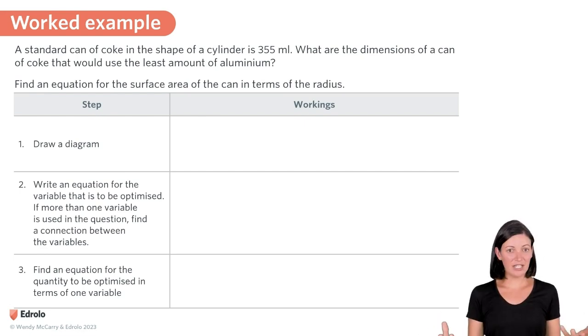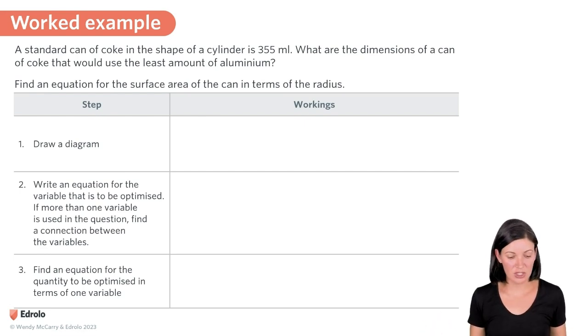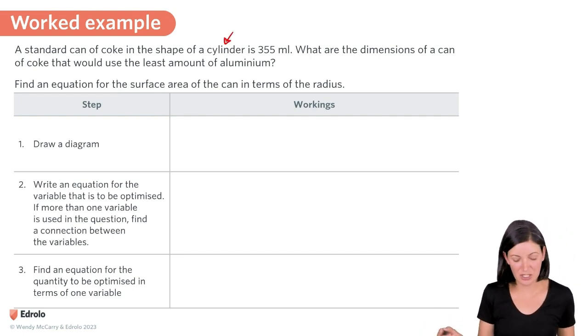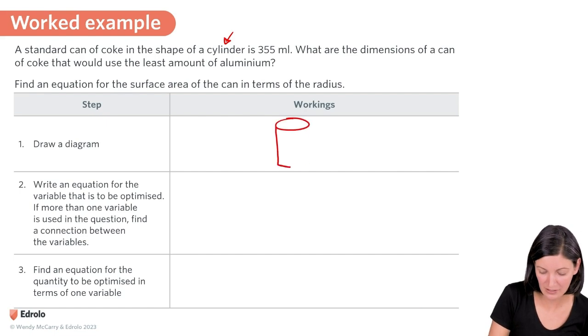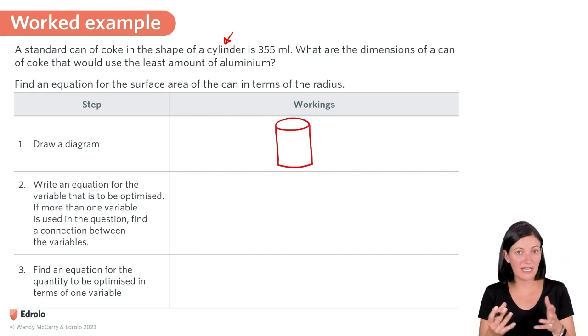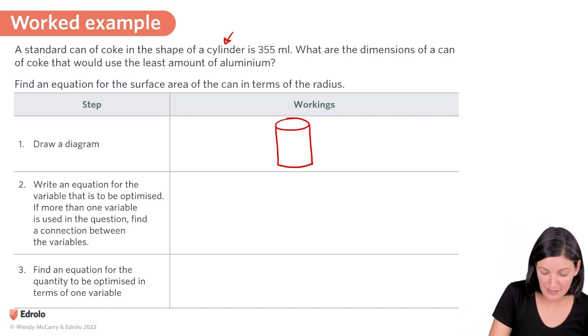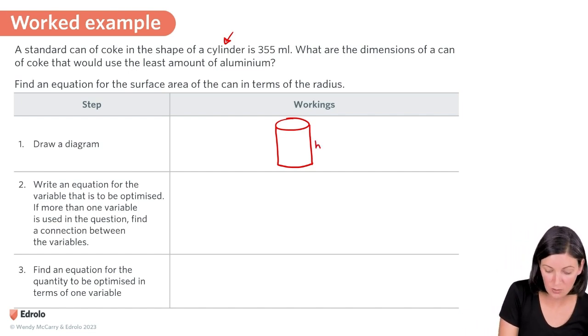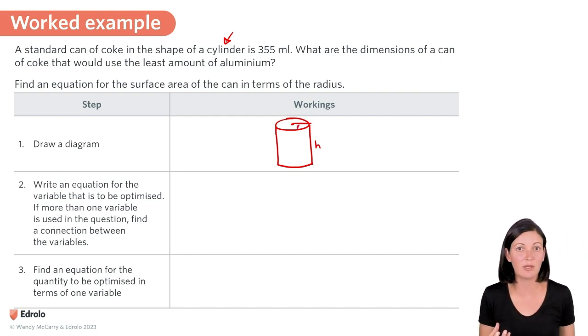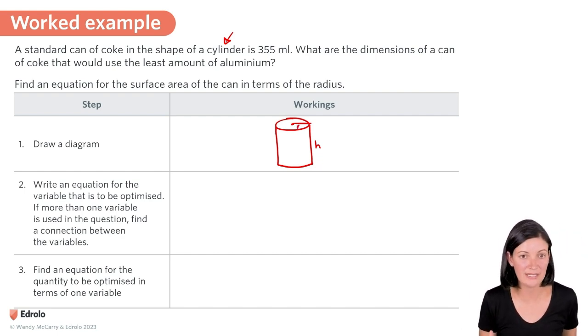Now, let's take a look at the information we're given in this question. First of all, we're told we're using the shape of a cylinder. So I'm going to sketch myself a little cylinder here. Now, I would start by labeling the key variables in the shape that you're given. So in a cylinder, we need to know the height, and we need the radius. Those are the two variables involved with the shape of a cylinder.